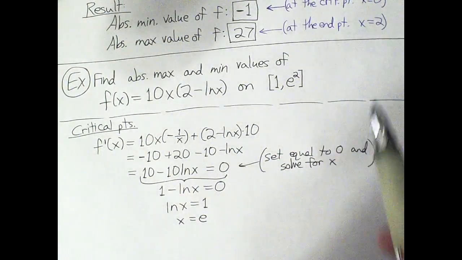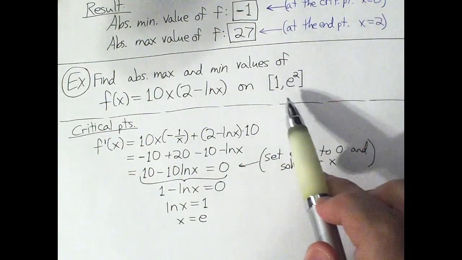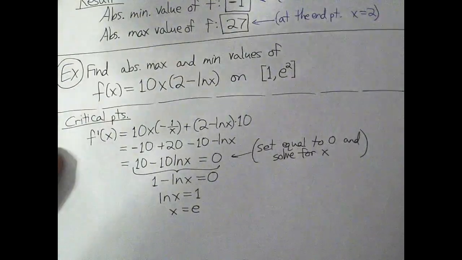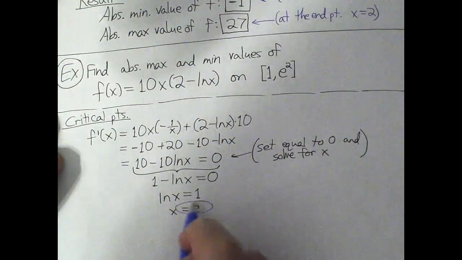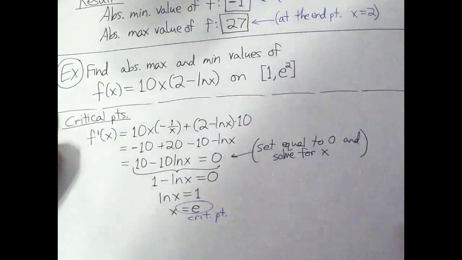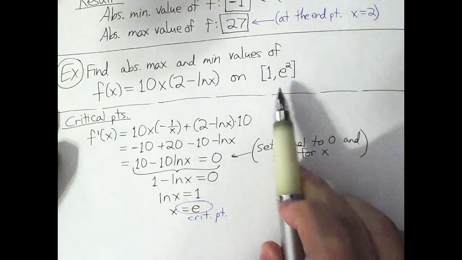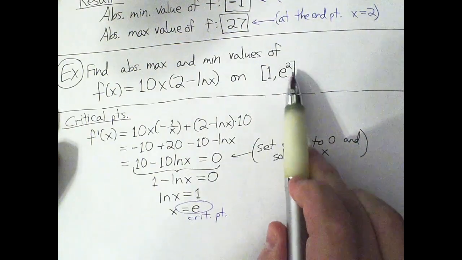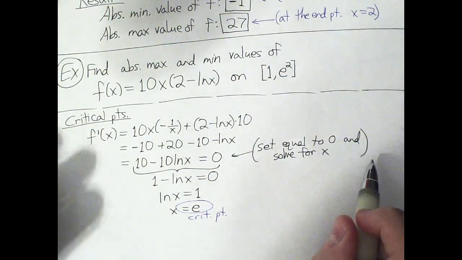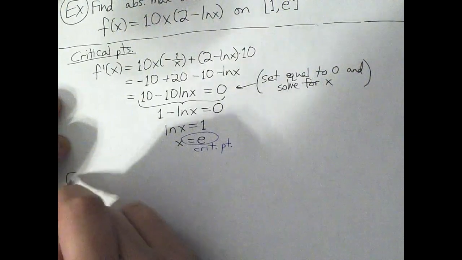Is this a critical point? We need to check to see, is it an interior point of this domain? Is it between 1 and e squared? Yes, this is a critical point. We only found 1 for this problem, but e is around 2.7, right? So it's definitely bigger than 1, and it's definitely smaller than e squared. So we found a critical point, and all of that was step 1, and now we can move on to the evaluate step.